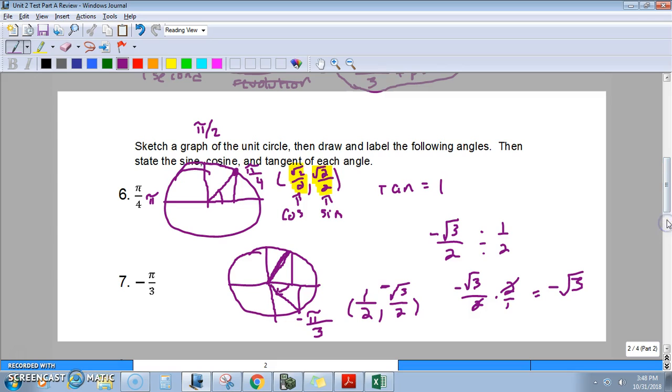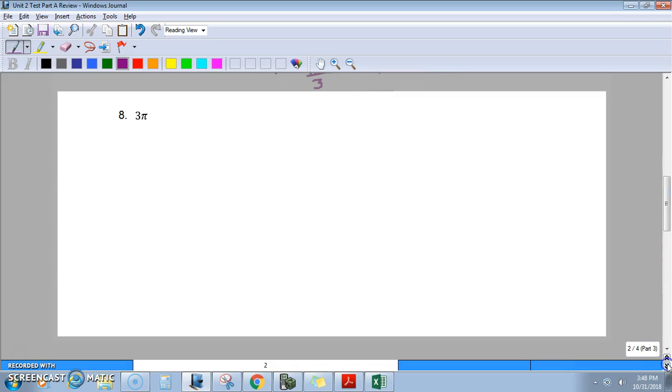Oh, 3 pi. Is that part of this? Okay, 3 pi. So if we're going to graph 3 pi, okay, so I'm going around. There's 1 pi, 2 pi's, 3 pi. So 3 pi and regular pi are going to be the same thing. You just got to look at the quadrant.